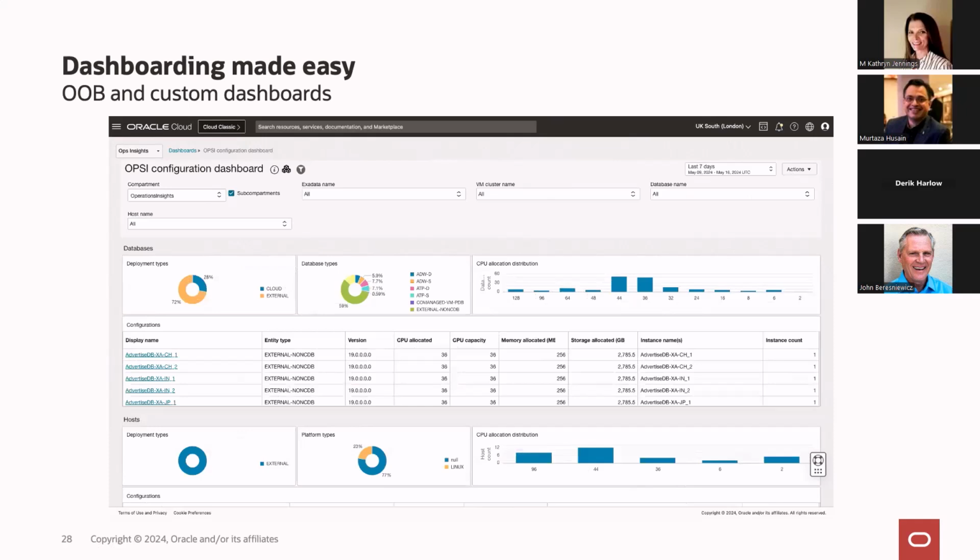We have an OCI configuration dashboard, which provides you the overall configuration that has been set for the different deployment types by database, host, and Exadata system resources.